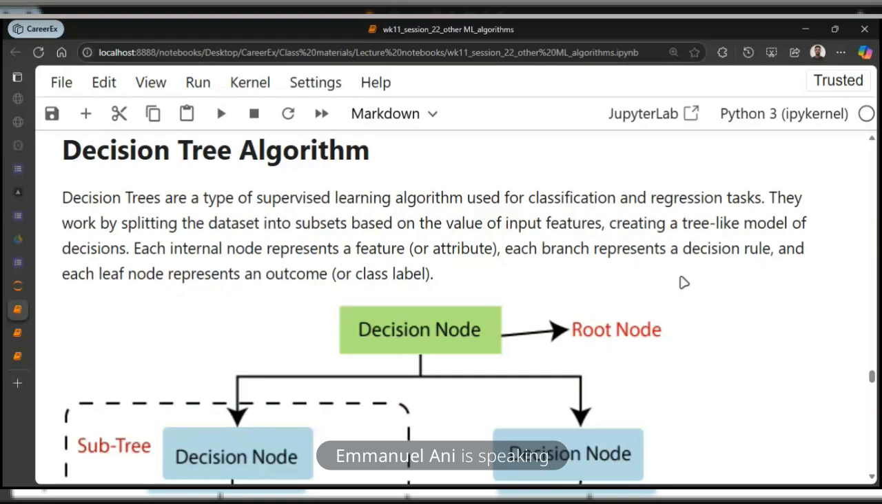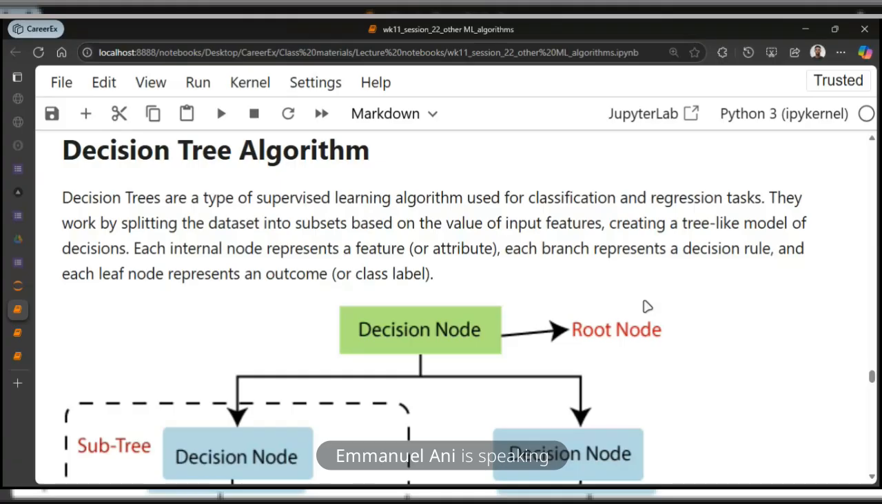So in a decision tree, we have the roots at the top, and then we have branches, and then we have leaves. So that's how the decision tree algorithm is structured. I just want to give you a visualization of the structure first before we begin to break it down. So that's what the decision tree is. Now, how do they work basically? It works by splitting your data set into subsets based on the value of input features.